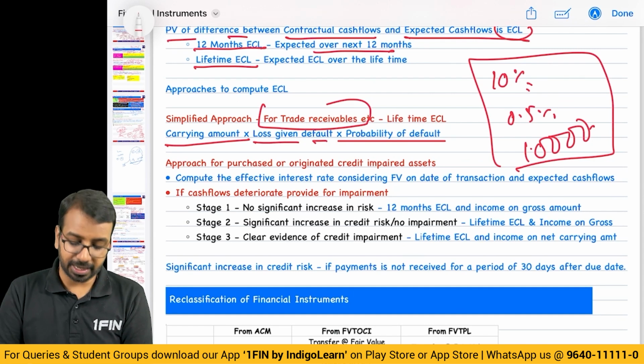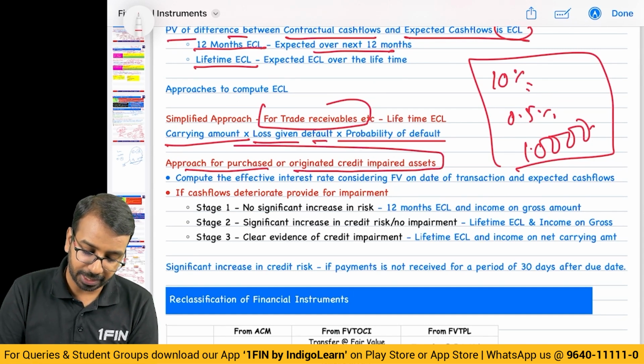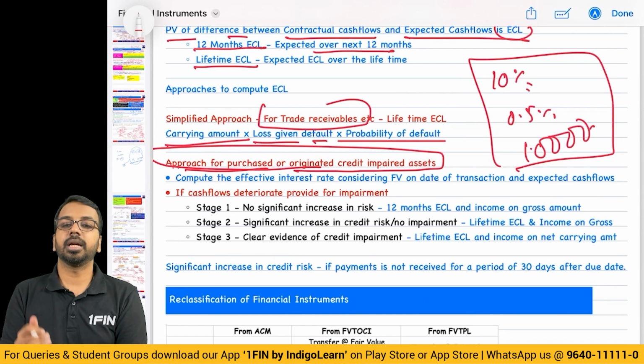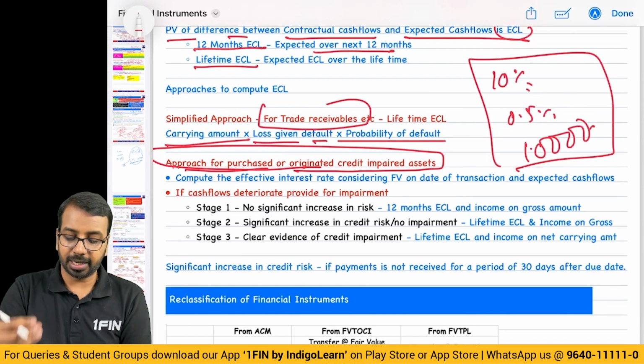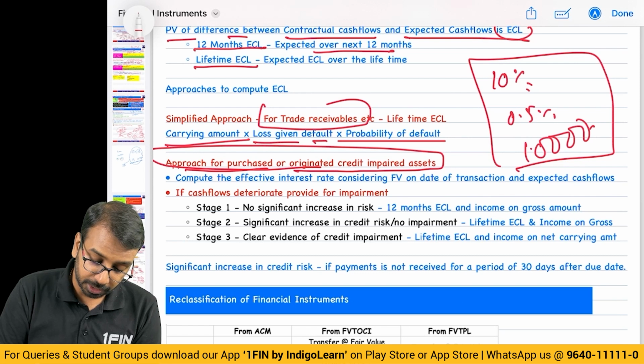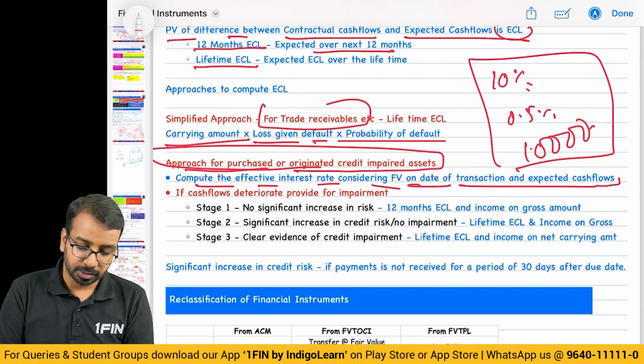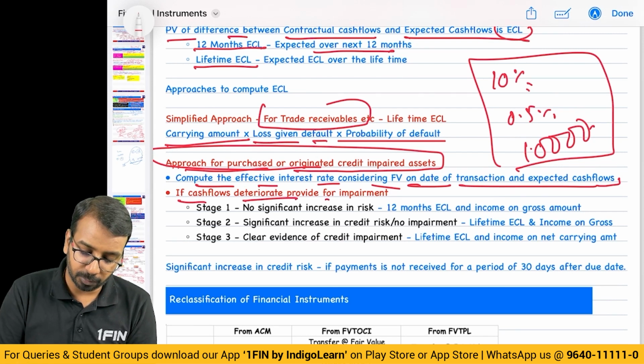Whereas if you look at the purchased or originated credit impaired asset, if you have purchased any credit impaired asset or the credit impaired asset was impaired at origination, then you will compute the effective interest rate considering the fair value on the date of transaction and expected cash flow. Subsequently, if cash flow deteriorates, we will provide for impairment.